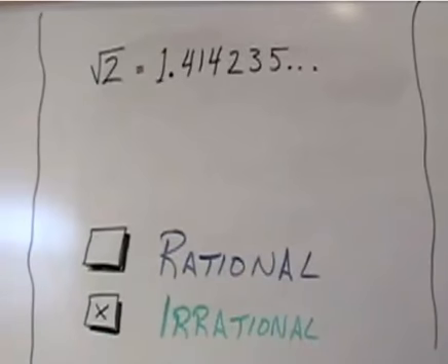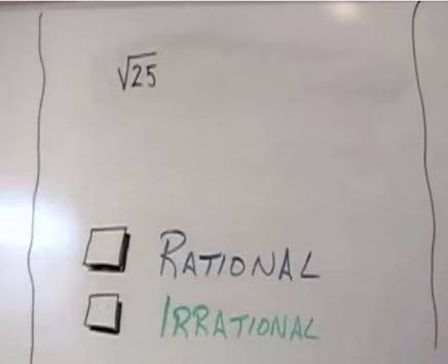Many square roots are irrational numbers, but not all of them. Let's look, for example, at the square root of 25. What number can I multiply by itself to equal 25? I can multiply 5 times 5 to equal 25. Is 5 a rational number? Yes, 5 is a whole number, and every whole number is rational. However, if we look at the square root of 26, the square root of 26 is an irrational number.